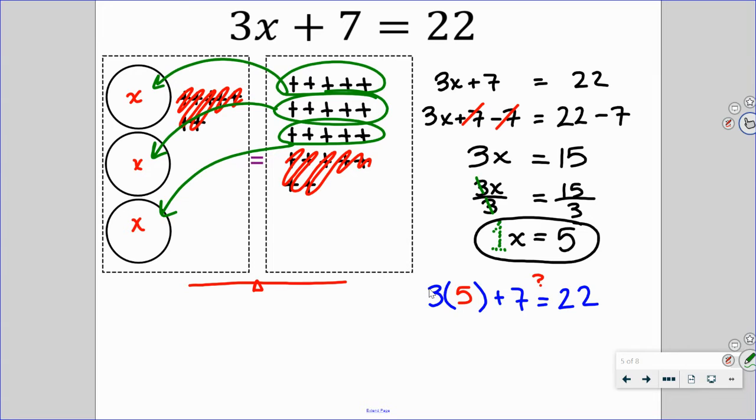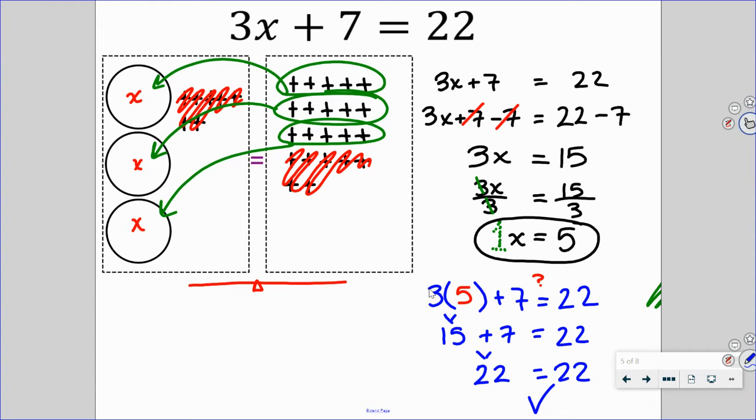In fact, many of you know I cover up this side completely with my hand. 3 times 5 is 15. 15 plus 7 extra is 22. And if I copy this down, now I see it is true. So actually do the checking.